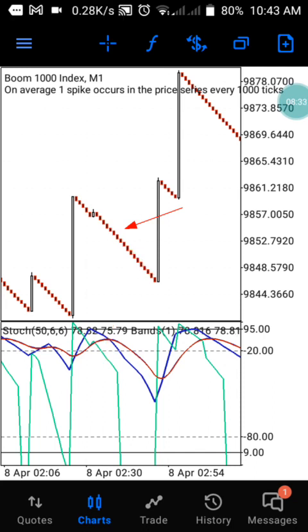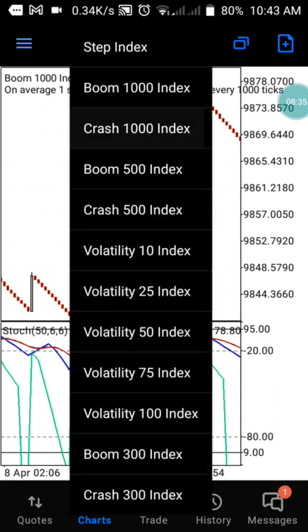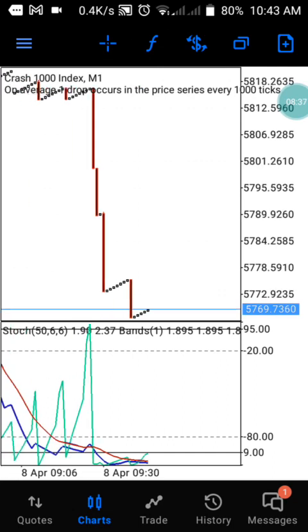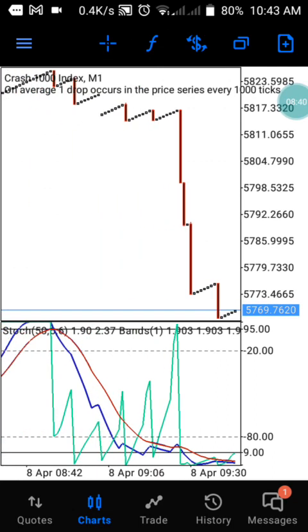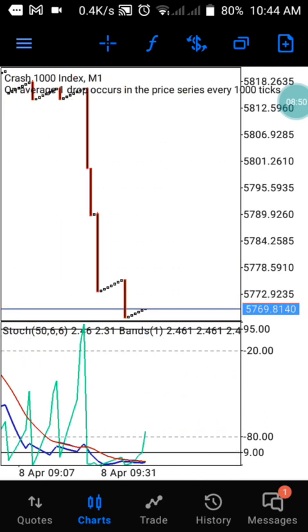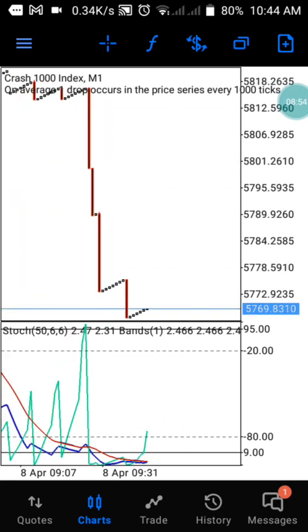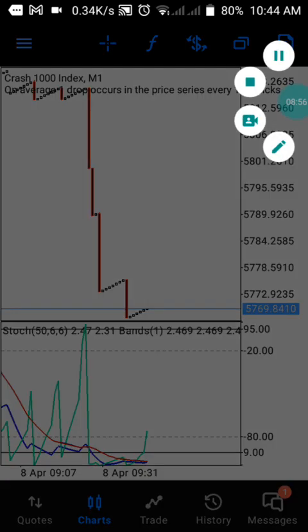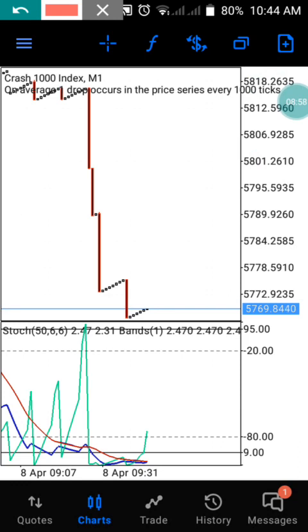Let me show you exactly how it also works on Crash 1000. So how you take your trade at this particular time is anytime when the blue line is crossing above the red line. That is exactly the time you are going to be taking it on Crash 1000 on the 1 minute time frame. You see, anytime the blue is crossing above the red line, that is exactly when you are going to be taking the trade.